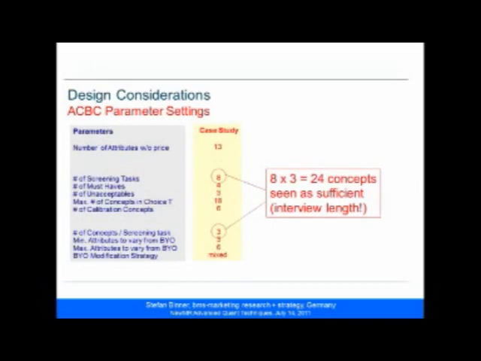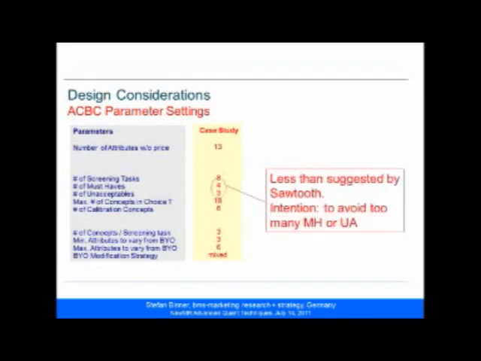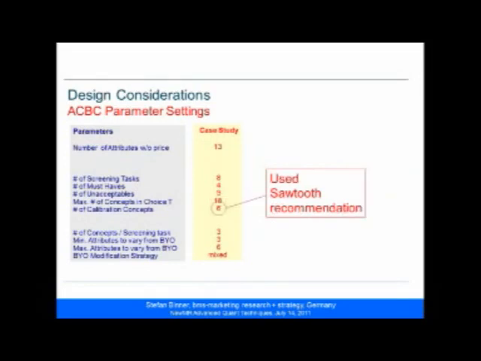We were also looking at the interview length. When we designed it, we always tried it and imagined how long this might take. We used only 3 must-haves and 4 unacceptables. This is less than Sawtooth suggested, but we had a strong feeling that we should avoid making it too easy for respondents by having too many unacceptables or must-haves. We also reduced the number of concepts in the choice task a little bit because we were concerned about the interview length and the number of calibration concepts.